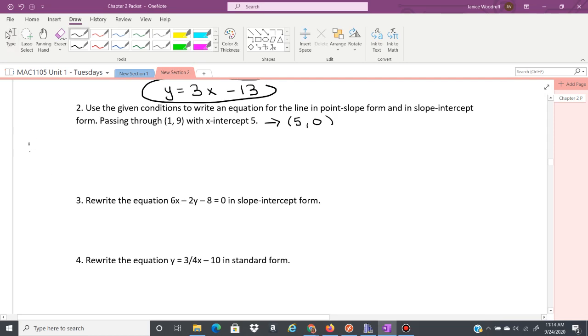So I'm going to go m equals y2, which is going to be 0, minus y1, 9, over x2, which is going to be 5, minus x1, 1. So here I'm going to get 0 minus 9, negative 9, 5 minus 1, 4. So my slope is going to be negative 9 over 4, and then I'm going to use point slope form with one of these points to write the equation.